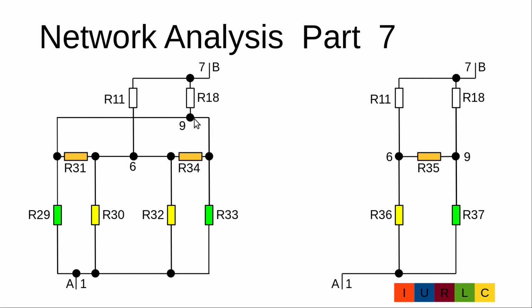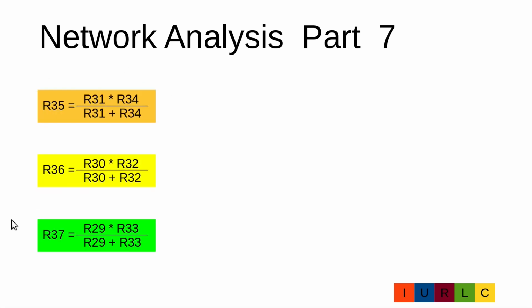Here we have the link. And the resistors R29 and R33 are also a parallel circuit over this link. So we can combine these parallel resistors to the new resistors R35, R36 and R37. Here are the formulas for calculating R35, R36 and R37.